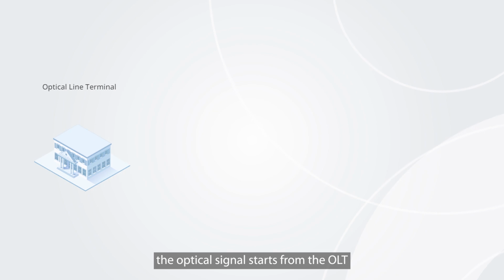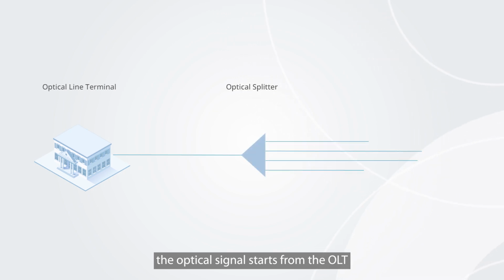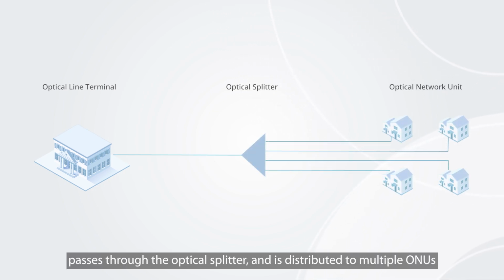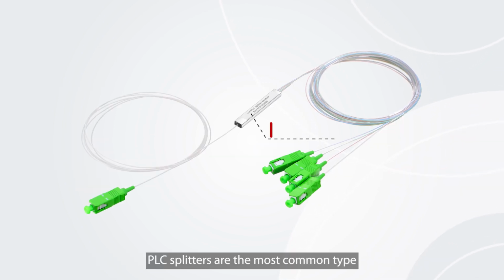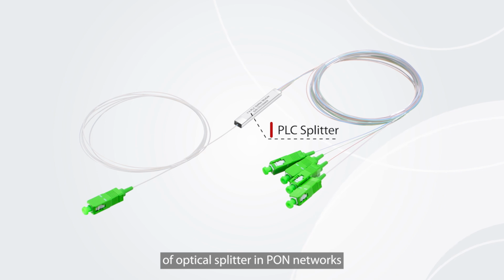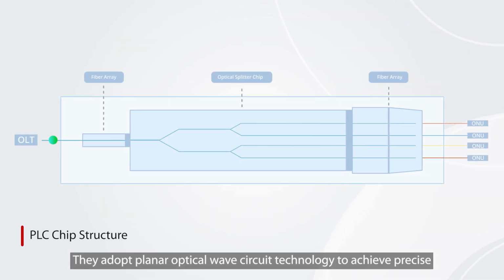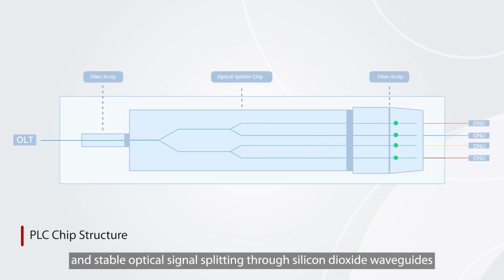In a PON network, the optical signal starts from the OLT, passes through the optical splitter, and is distributed to multiple ONUs. PLC splitters are the most common type of optical splitter in PON networks. They adopt planar optical wave circuit technology to achieve precise and stable optical signal splitting through silicon dioxide waveguides.